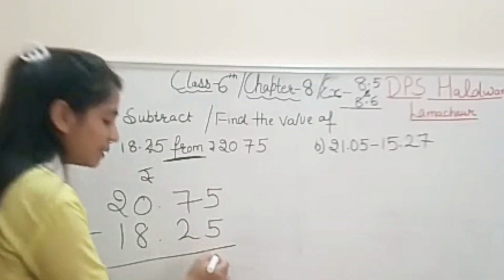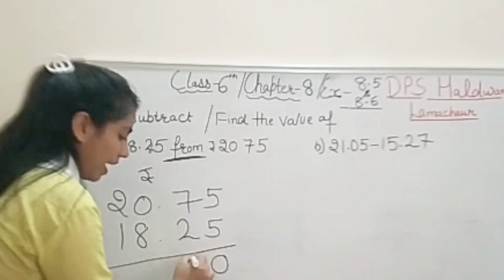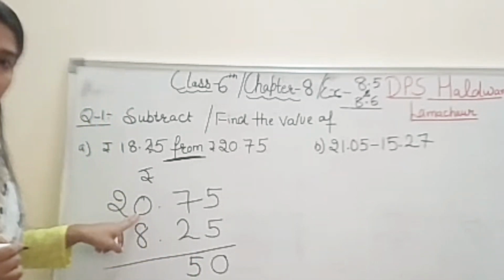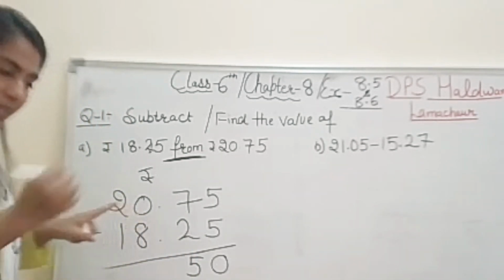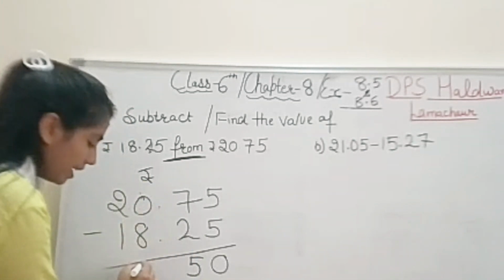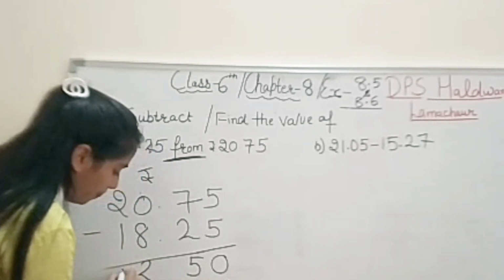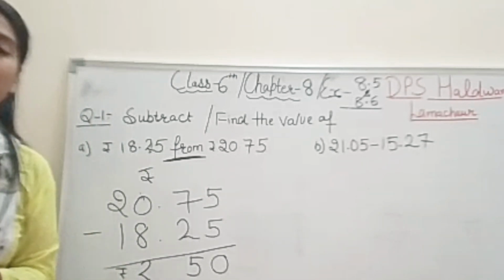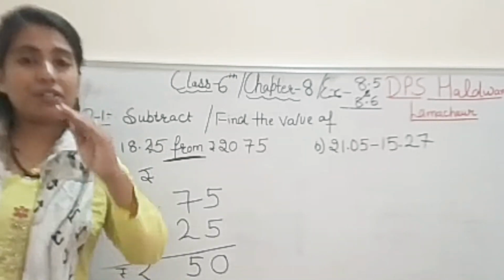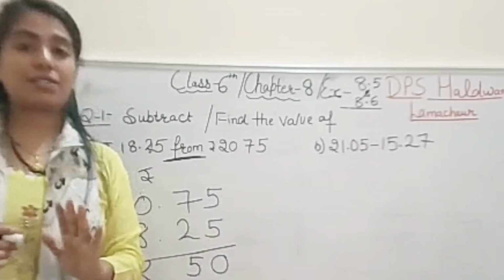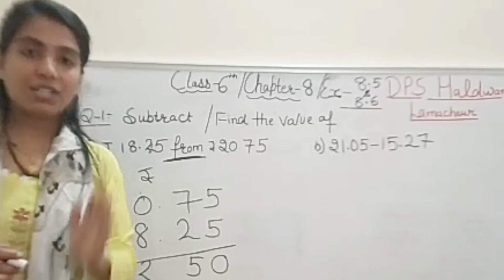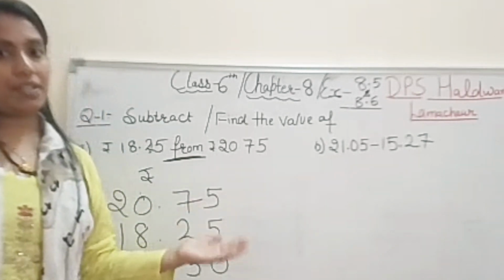Right? 5 minus 5 is 0. 7 minus 2 is 5. Here is 0, so it will give carry. Right? It becomes 10. 10 minus 8 is 2 and 1 minus 1 is 0. So the answer is rupees 2.50. Students, addition and subtraction we have been learning from nursery class only. So you need to do the correct calculation, that's it.